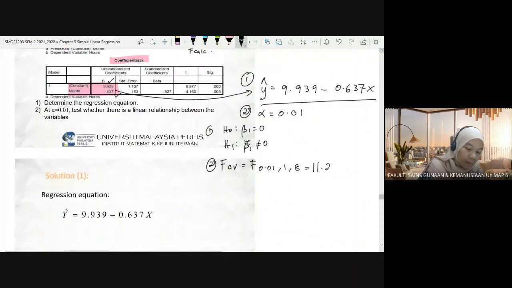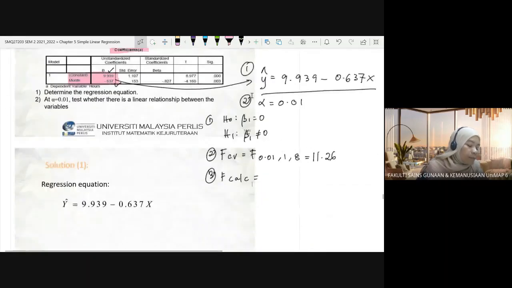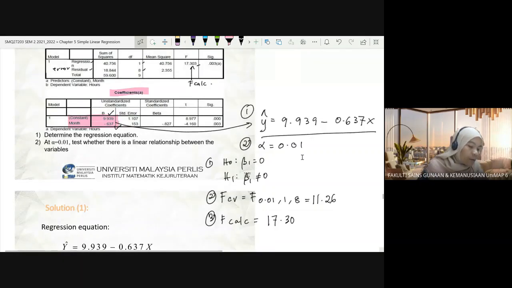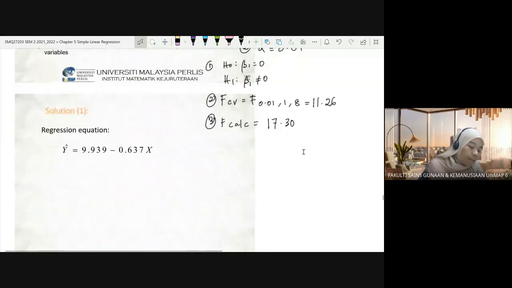My F calculated is equal to 17.30. Okay, number 4, make conclusion.